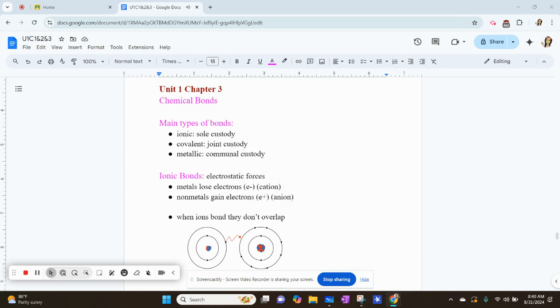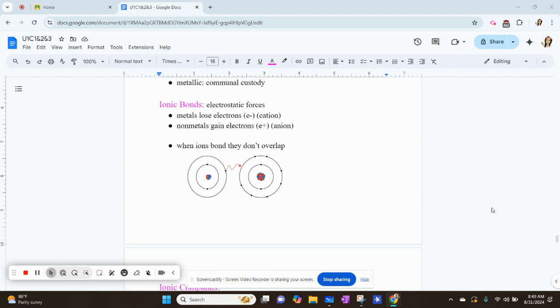Hello, today we're going to be covering Unit 1, Chapter 3, Chemical Bonds. Our first topic in that section is chemical bonds. So what are the main types of bonds? The main types of bonds here are our ionic bonds, which have sole custody, our covalent bonds, which have joint custody, and lastly, our metallic bonds, which have communal custody.